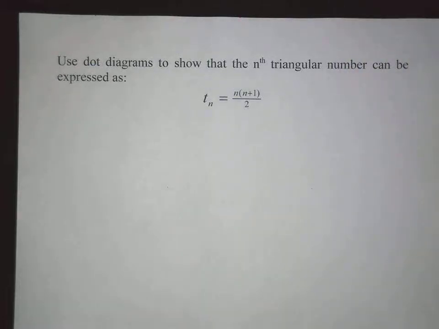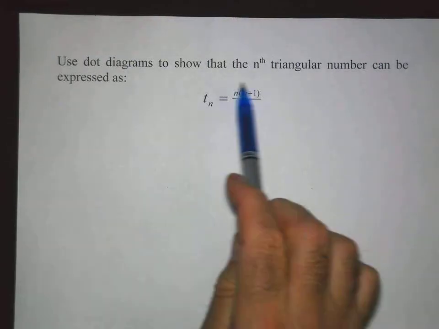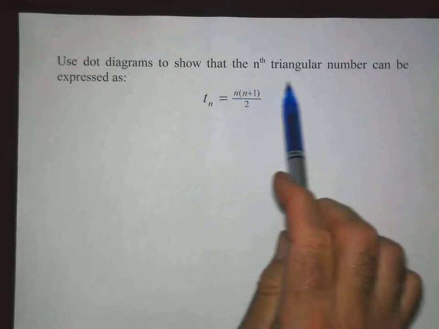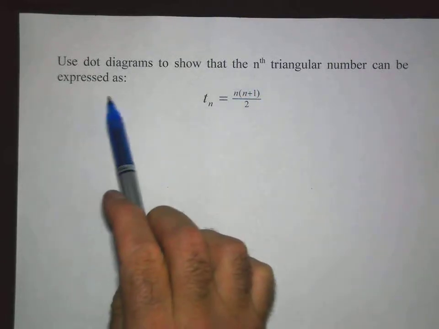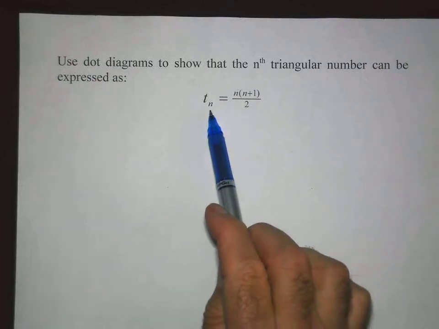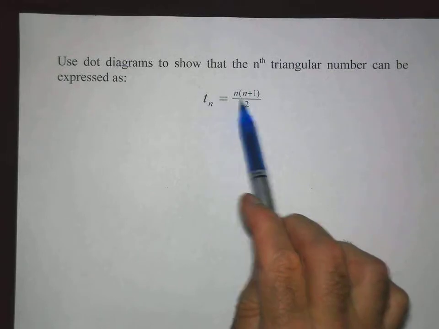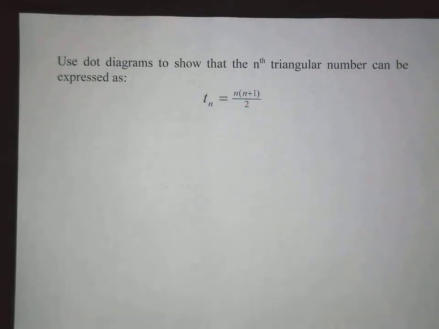Okay, one last thing with triangular numbers. Use dot diagrams to show that the nth triangular number, t sub n, can be expressed as t sub n equals n times n plus 1 over 2. Okay. And here's what we're going to do for that.